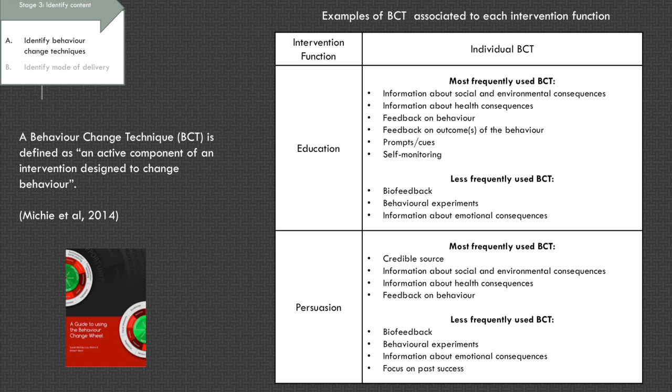So now we're going to move on to the third and final stage, which is to identify the content for the intervention. So to do this, we need to first identify and then choose which behaviour change techniques are going to be most effective at minimising or removing the barriers to performing the desired behaviour. So in this case, for this example, we're trying to look for the most relevant behaviour change techniques that are going to remove or reduce the barriers to people buying healthy food that's going to promote a healthy heart.